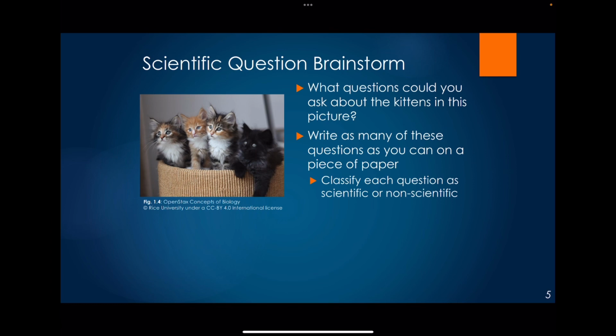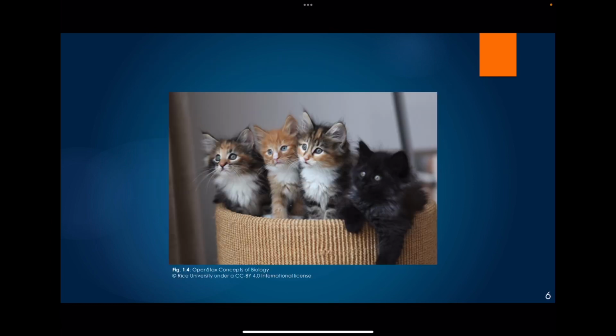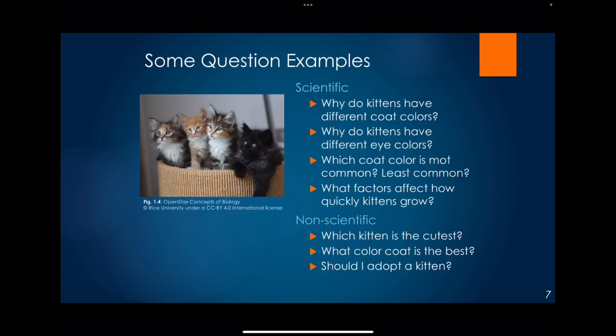So I'm going to pause. Let me go to the next slide because it'll give you a bigger cat picture. But pause it, maybe wait a minute or two, write down as many as you can, and then classify them as scientific or not scientific. Okay, so here are some questions that you may have asked, and I'm just anticipating what you would build, something like this. I already categorized it between scientific and non-scientific. So if you were struggling with that, try to look at these examples and see where yours might have landed.